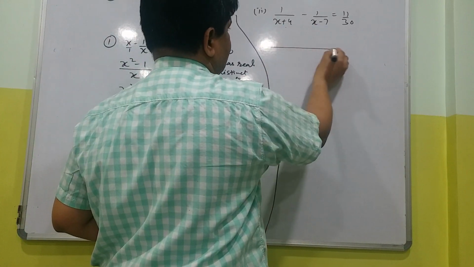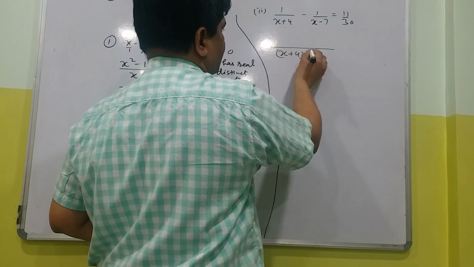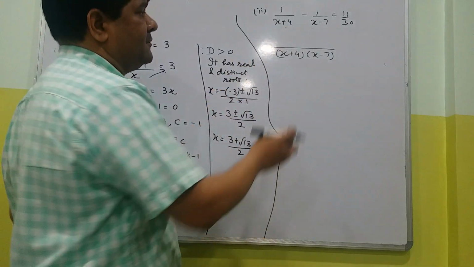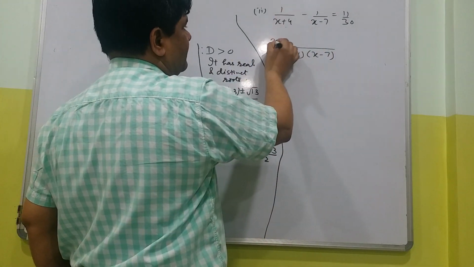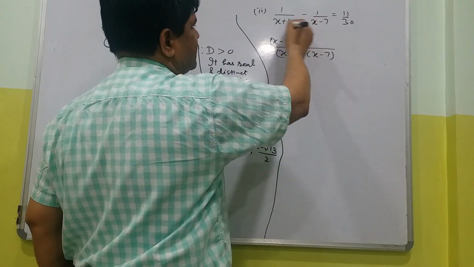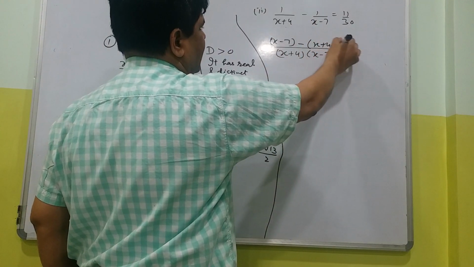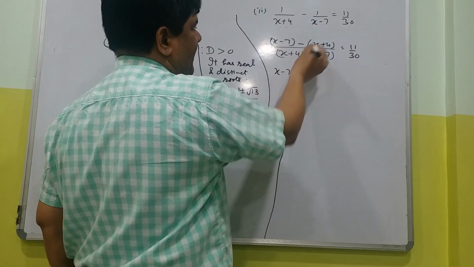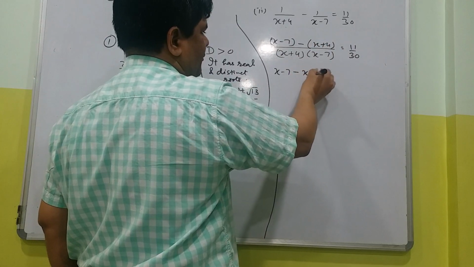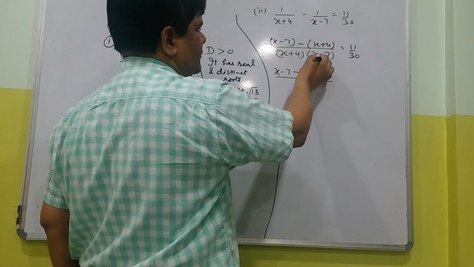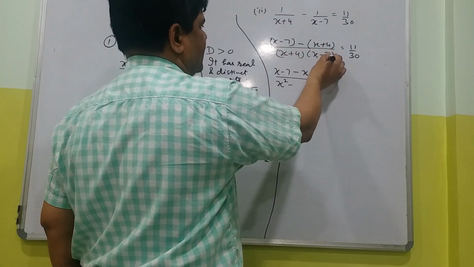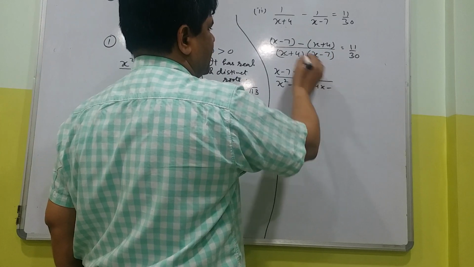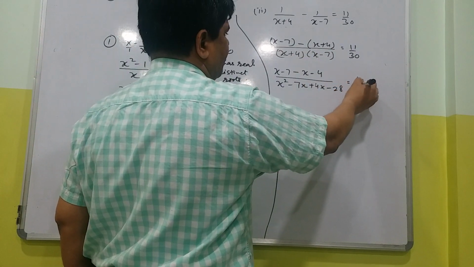So here the LCM is x plus 4 and x minus 7, you have to simplify actually. So x minus 7 into 1, x minus 7 minus x plus 4 into 1, that is x plus 4, equal to 11 by 30. After the negative sign, the sign of the bracket will change automatically. Minus x minus 4, this is x square, minus 7x plus 4x minus 28 equal to 11 by 30.